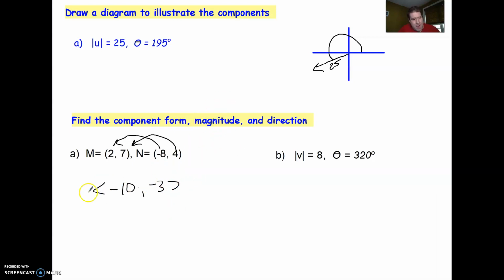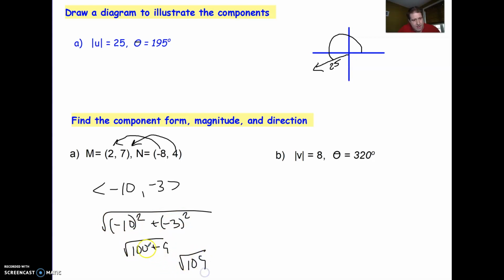If I'm going to find the magnitude, that's going to be -10 squared plus -3 squared. So that's going to be the square root of 100 plus 9. So the square root of 109 is the magnitude.